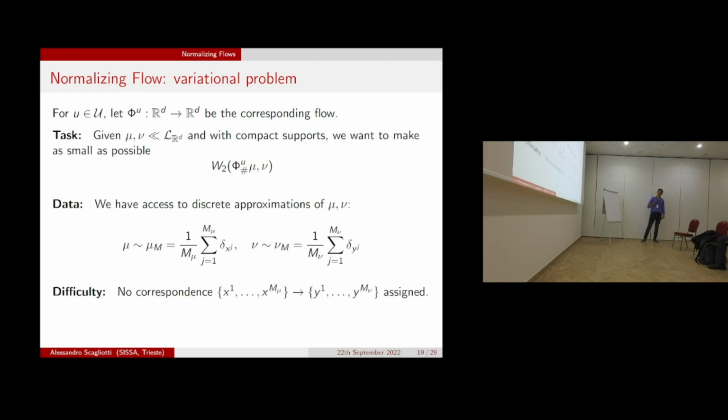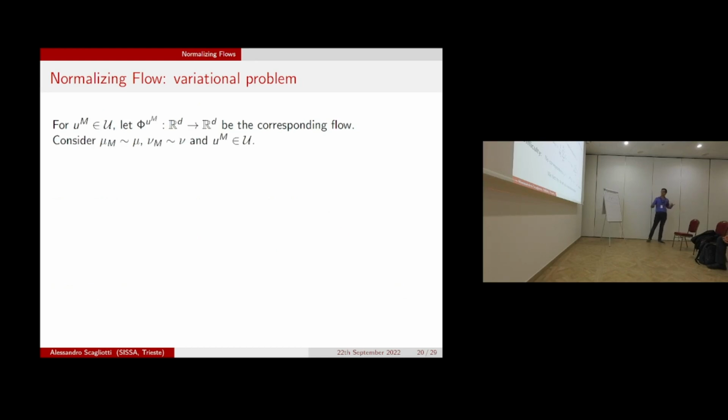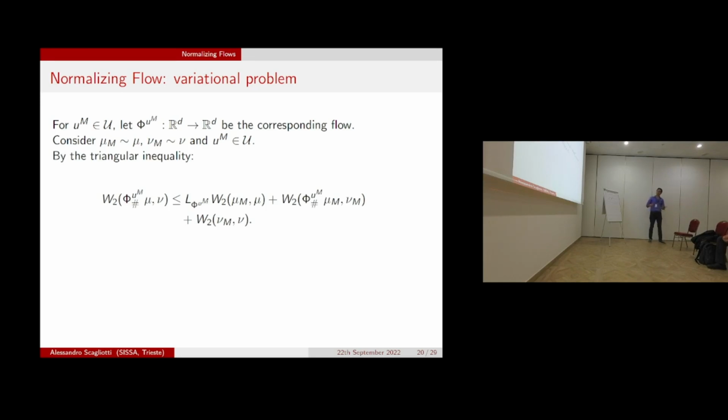Okay, what is the difficulty? The further difficulty with respect to the previous stage of the diffeomorphism approximation is that we have no correspondence assigned between the atoms of the first measure and the atoms of the second measure. Okay, so the idea, as before, essentially is to set up a variational problem, a minimization problem on the space of admissible controls. Here I just repeated the notations. Okay, what is the task? The task is to make as small as possible the distance between the transformation of mu and nu.